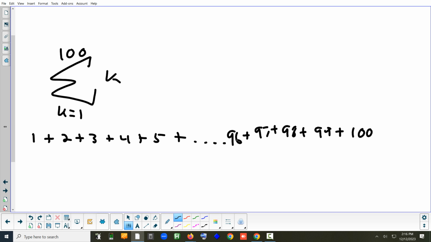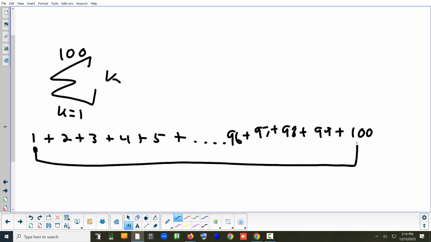Pair them up. Yeah, what could you pair this one with? 100. I would pair it with 100. And what do those add up to? 101. So you get a 101. And then pair 2 with what? 99. And what do you get? 101. Another 101. So it's just a matter of how many pairs of 101s you have, and I think it would be 50 pairs. So 50 pairs of 101, that's what they add up to.